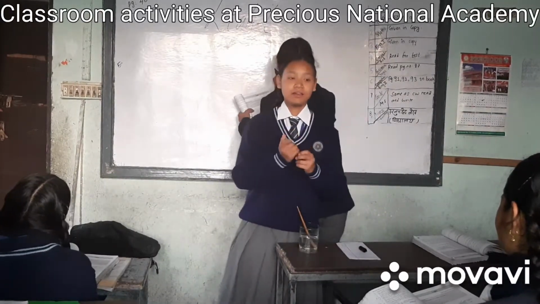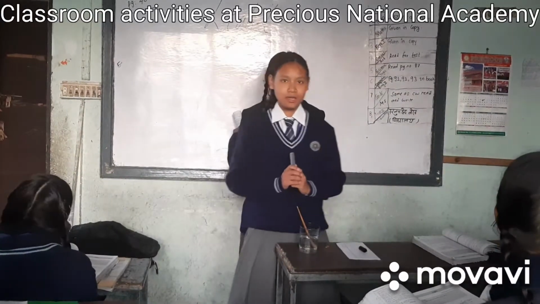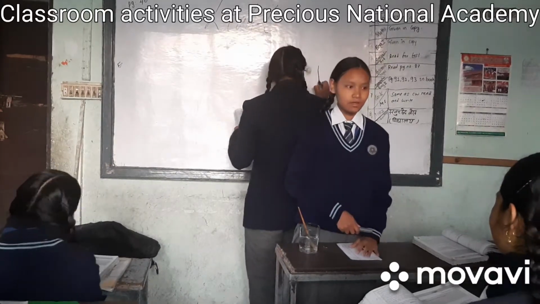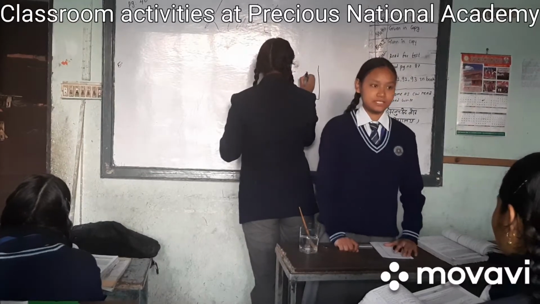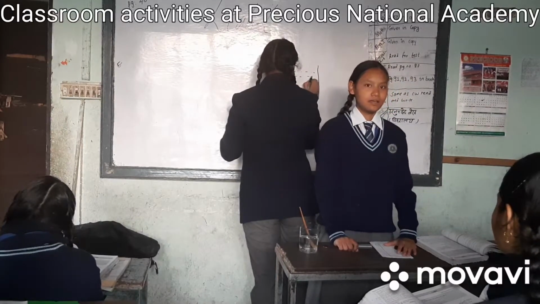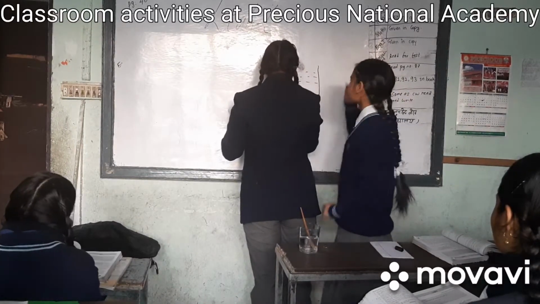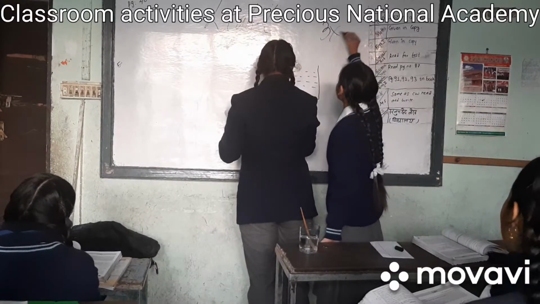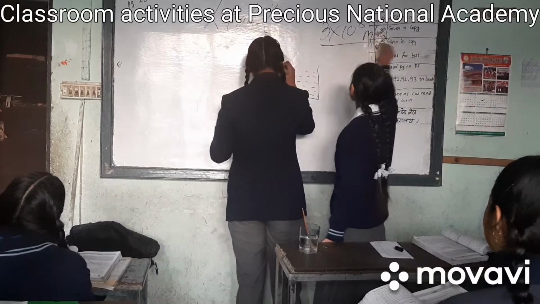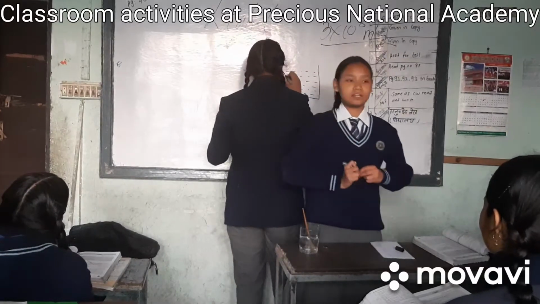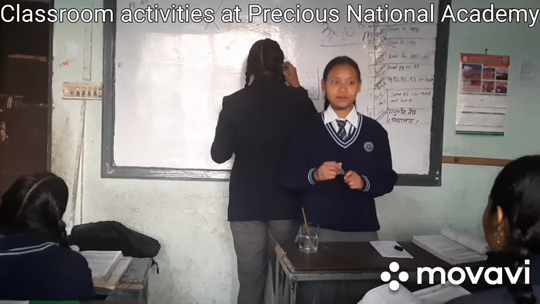Light. There are different types of energy. Among them, light is one of them. Light is a form of energy. It is a type of energy which gives the sensation of vision to our eyes. The speed of light is 3 into 10 to the power 8 meter per second. The fastest moving thing in this whole universe is light.